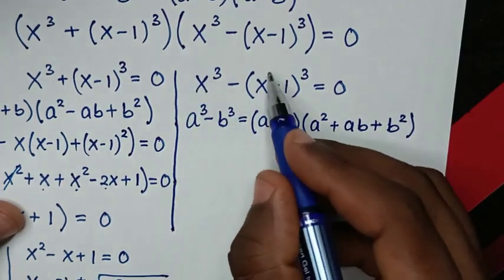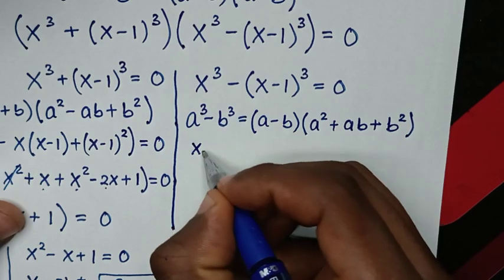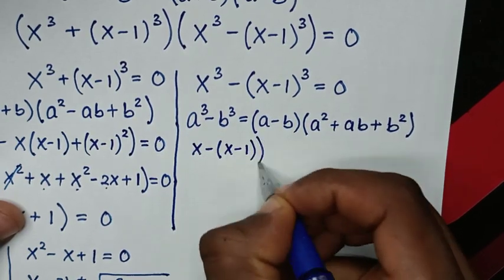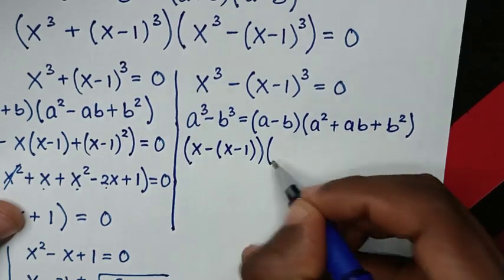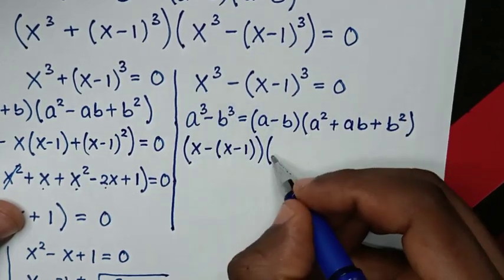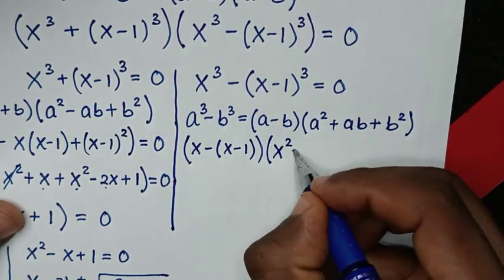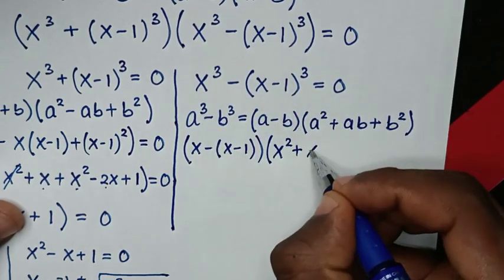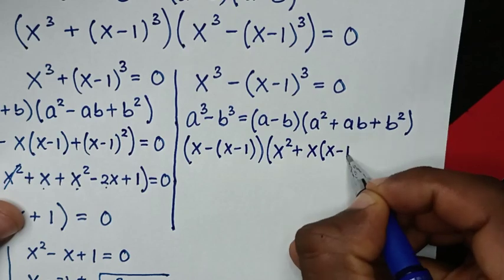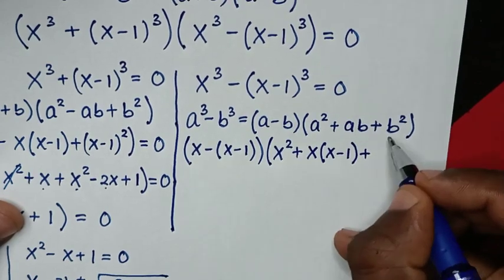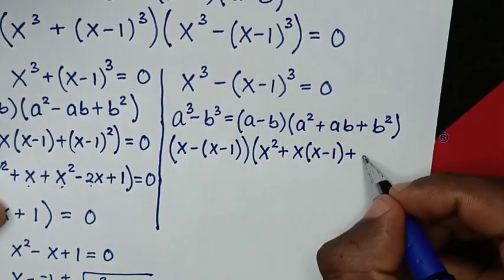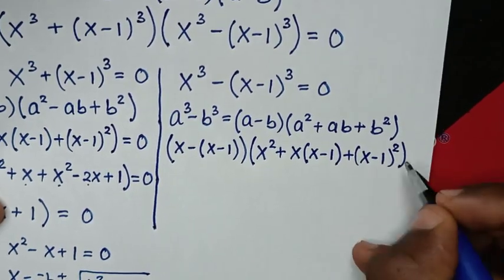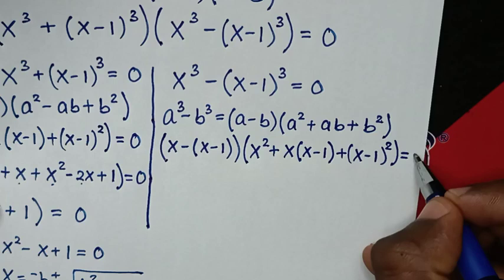It will be this minus this, so here it will be x minus (x minus 1), then bracket, a squared. It will be this, which is x squared, then plus a times b. It will be x times (x minus 1), so here it will be x(x minus 1), then plus b squared. It will be this, which is (x minus 1) squared, equal to this 0.